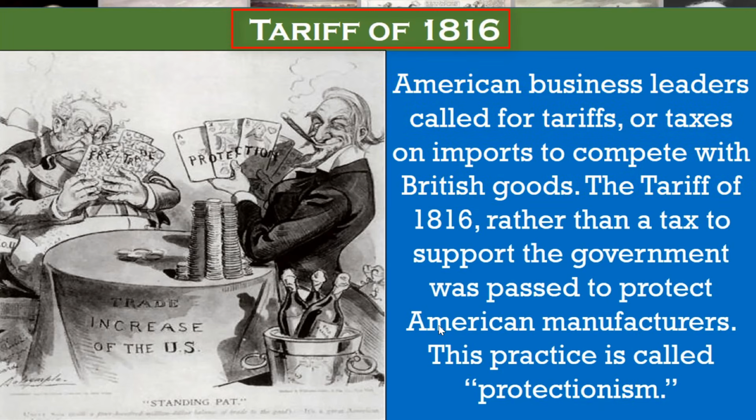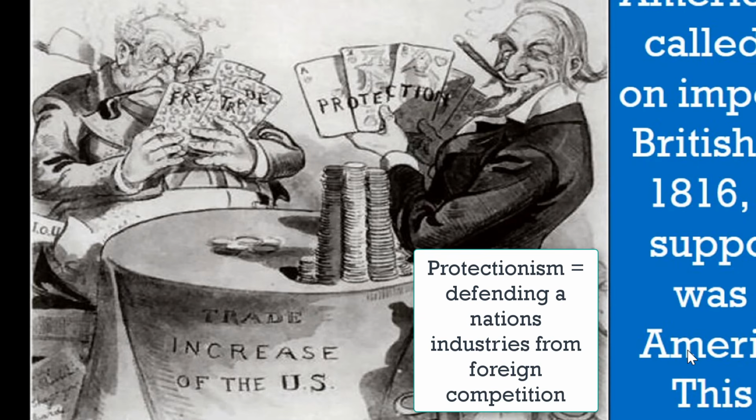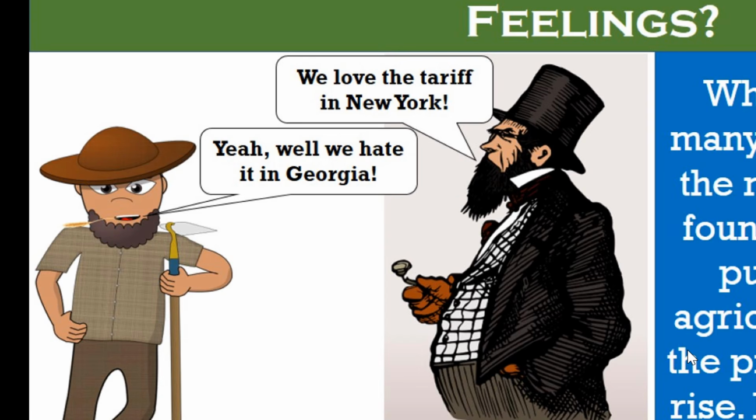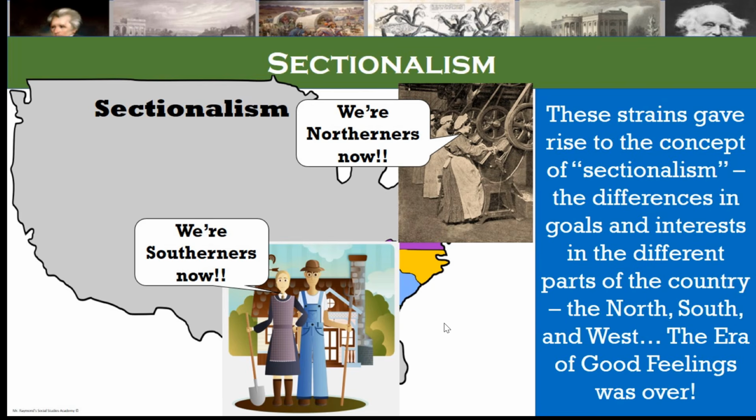The Tariff of 1816, rather than a tax to support the government, was passed to protect American manufacturers. This practice is called protectionism. While the North, with its many industries, applauded the measures, Southerners found European countries putting tariffs on their agricultural goods and saw the prices of finished goods rise. Regional tensions rose over the tariff. These strains gave rise to the concept of sectionalism.